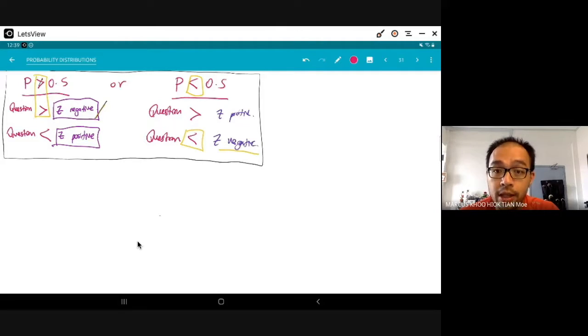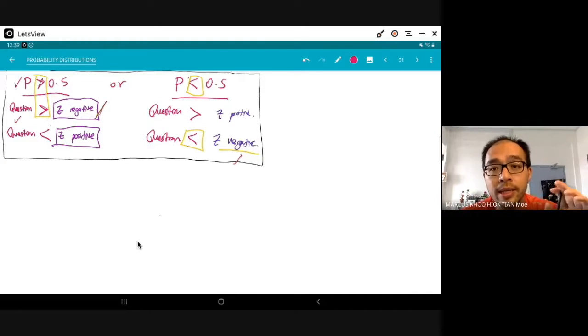Okay, so you will have to think about it yourself. And how we did it was we analyzed the question. We looked at the probability and we looked at the question. If both the signs are in the same direction, then we know that Z is negative, whether it's less and less or more and more. The moment the probability and the question sign are in different directions, then we know that the Z value is positive. So have all this in mind because a very common question.